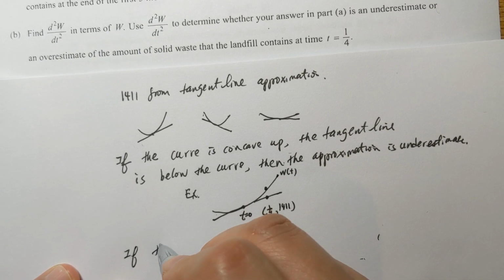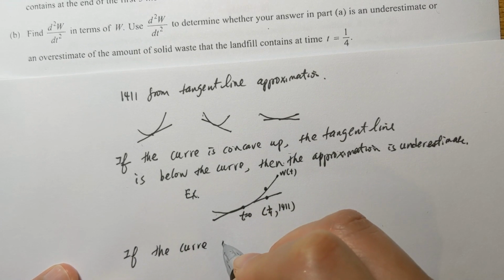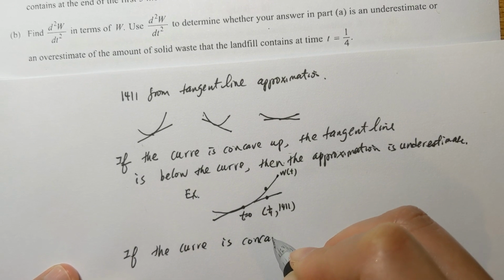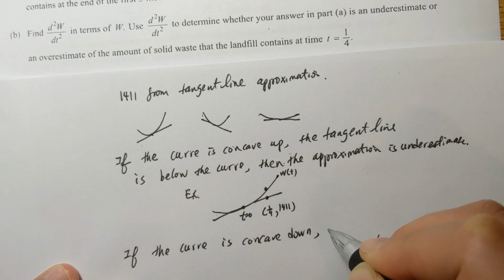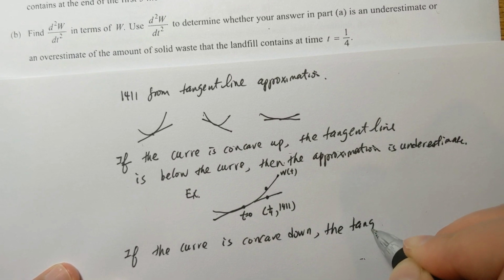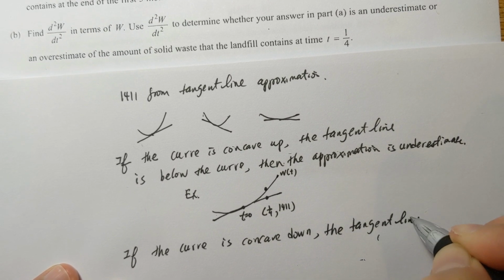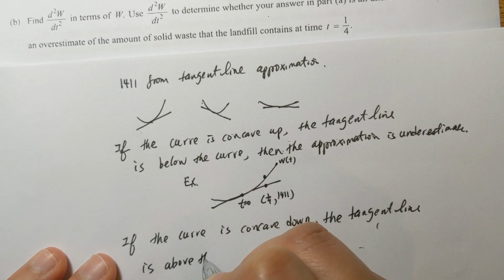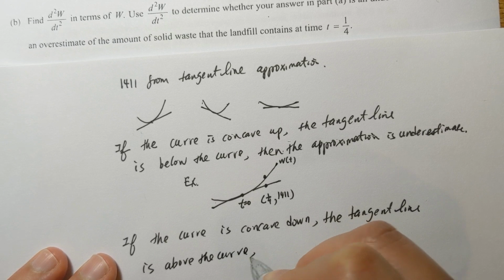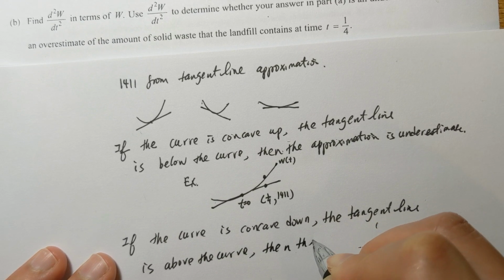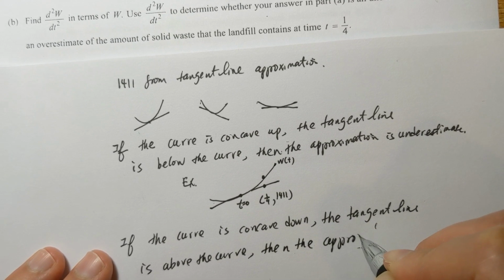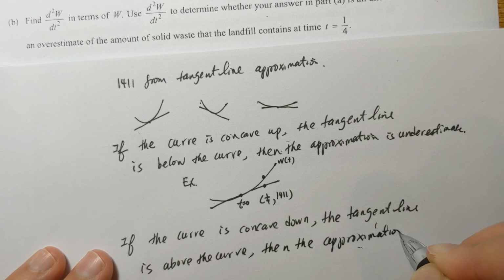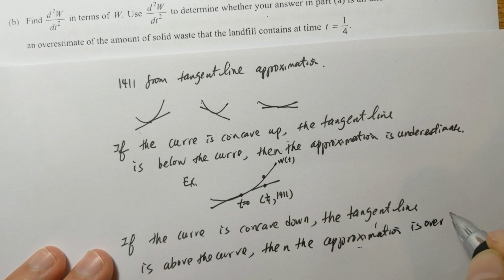So if the curve is concave down, the tangent line is above the curve. Then the approximation is an overestimate.